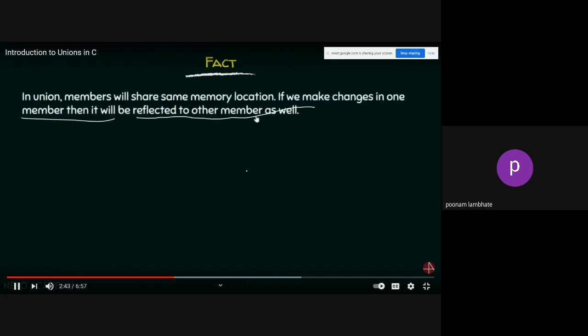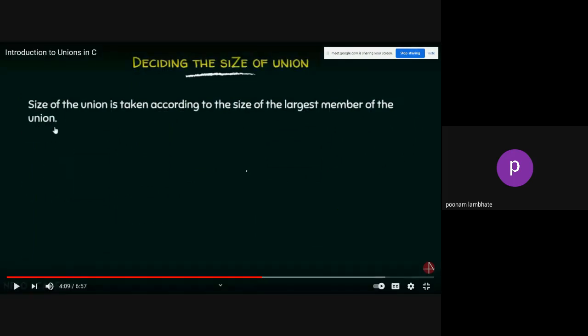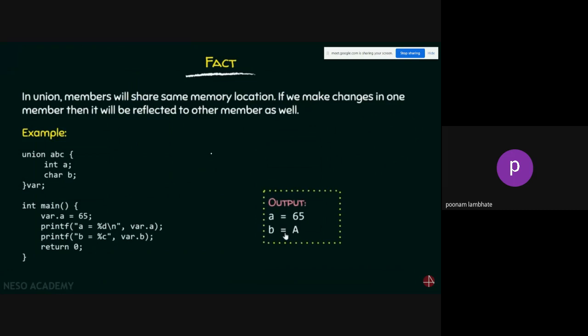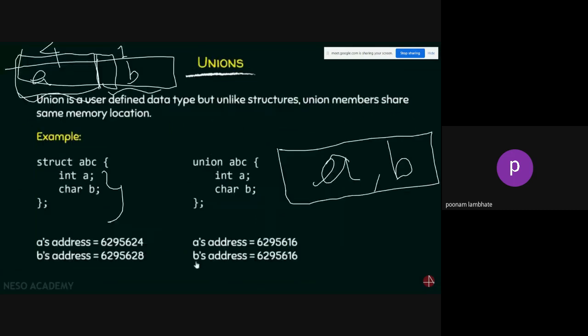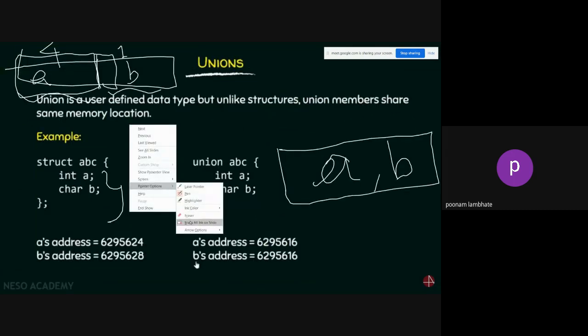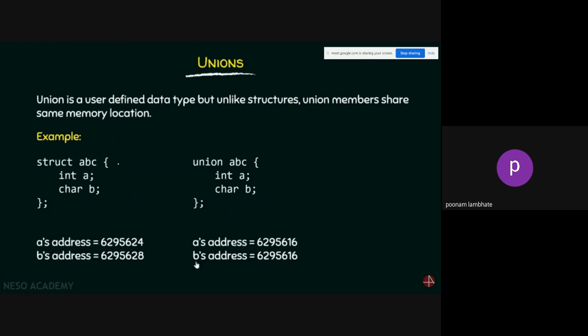Now, if we make changes on one variable, it will be reflected in the other. So how can we determine the size? Size means, if we were dealing with structures, then we know that either there is padding or there is packing. By default, there is padding.